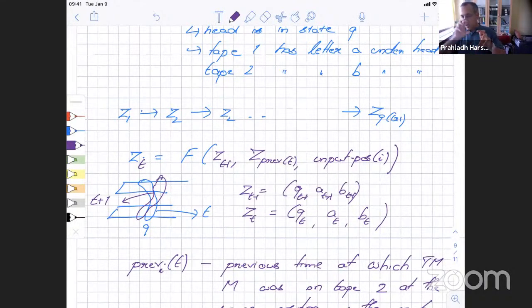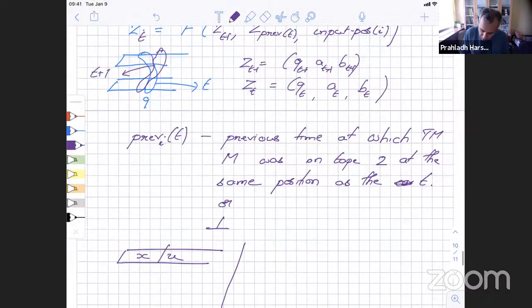The input tape has, in the first n locations, the input x. In the next n locations, it has the input u. This is the input for the Turing machine. (x, u) is the input for the Turing machine. Therefore, the input tape has just this.